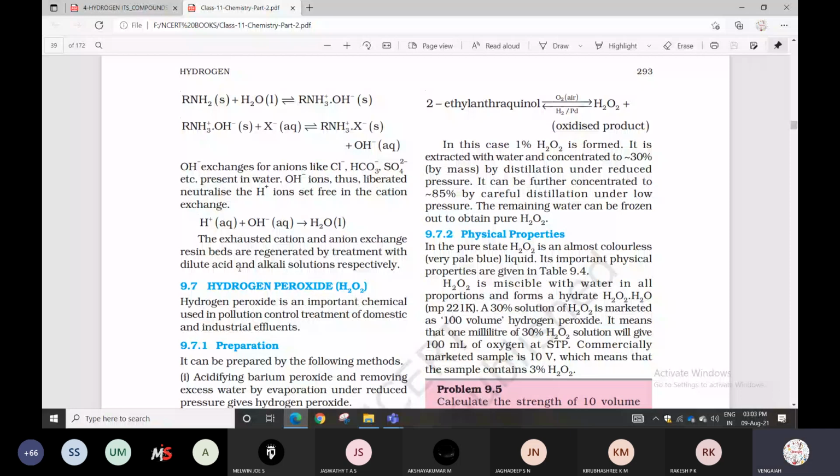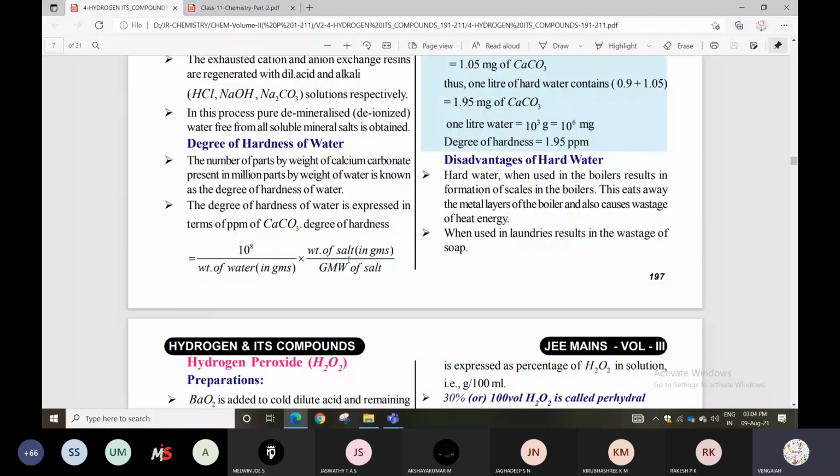Degree of hardness of water also. The number of parts by weight of calcium carbonate present in a million parts by weight of water is known as the degree of hardness of water. So degree of hardness of water is expressed in terms of ppm of calcium carbonate. How much quantity will be the hardness? You can calculate it with the help of this formula.